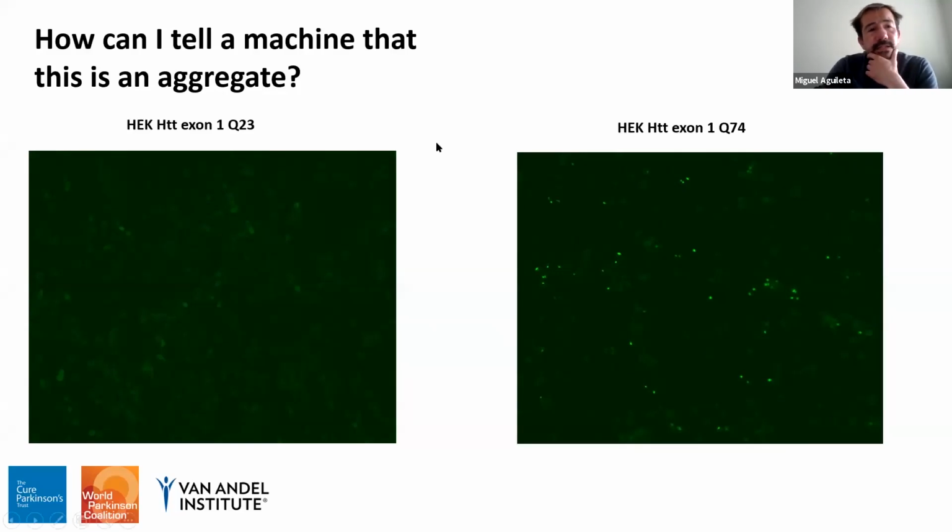You can model Huntington's disease by overexpressing the exon 1 of Huntingtin with either 23 glutamines, so that's considered wild type. There are absolutely no aggregates in these cells. Or you can express the exon 1 of Huntingtin with 74 glutamines, and then you start seeing aggregates. So if you're going to do a screen, what you want is a readout that can be done high throughput. So the first problem that I had to solve is, how can I tell a machine that this is an aggregate? It's pretty evident under the microscope, but I didn't want to spend hours and hours counting aggregates, especially if you do a big screen.